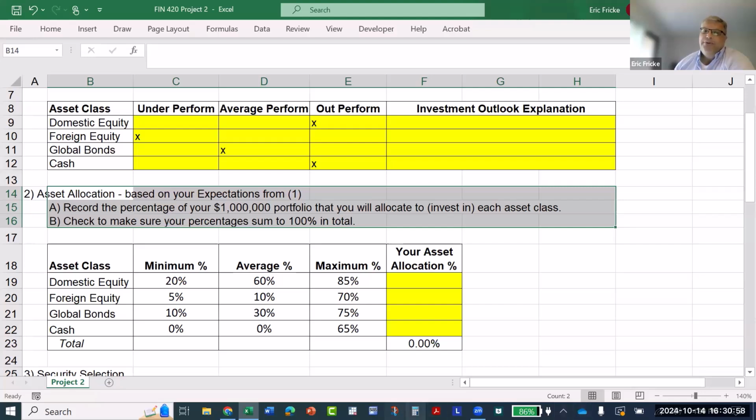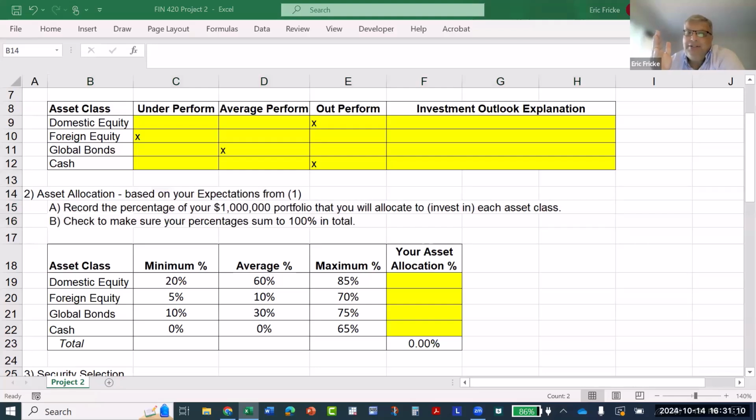Well, there's no exact answer, okay? But what I've given you is an average allocation based on an average expectation for an asset class. So let's suppose we're just looking at domestic equities here. If we have an average performance expected, we should put 60% of our money in domestic equities. That's what that says.